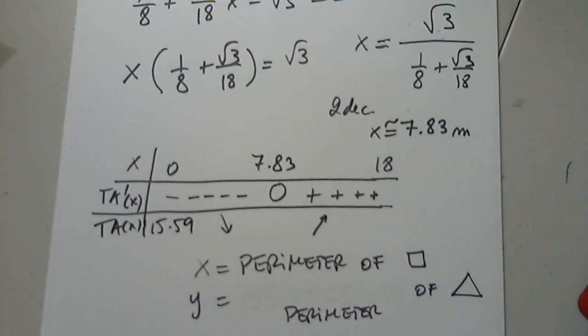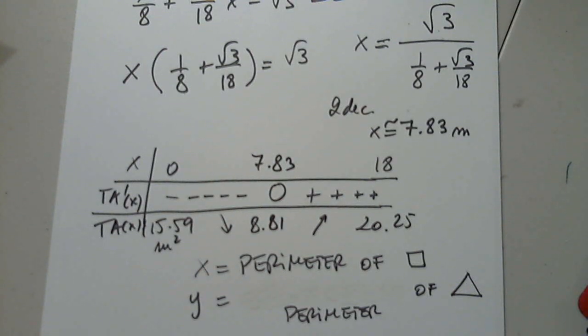15.59. And the area is in meters squared. Then I have to plug in 7.83, I believe. Yes, that's what we got. 8.81. And then I also have to plug in 18. Okay, and I got 20.25. Yes.